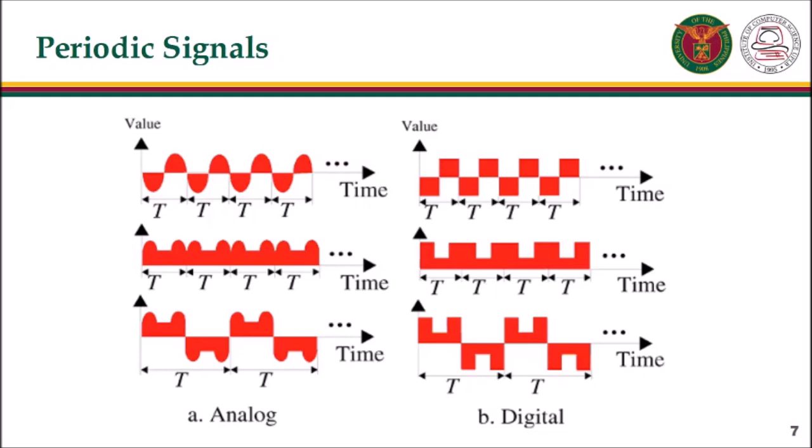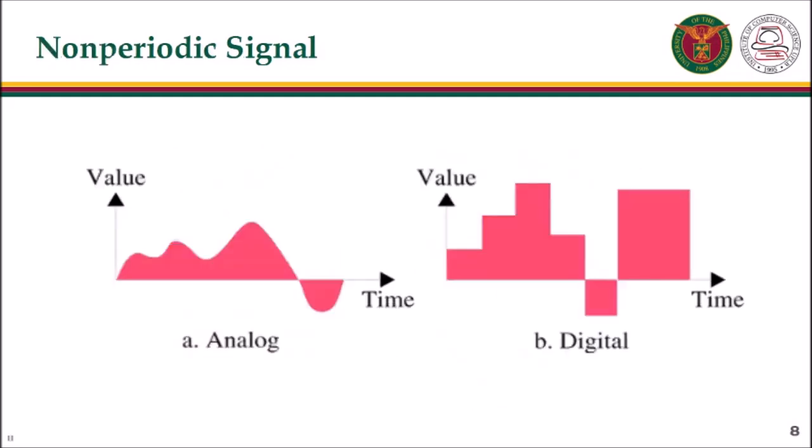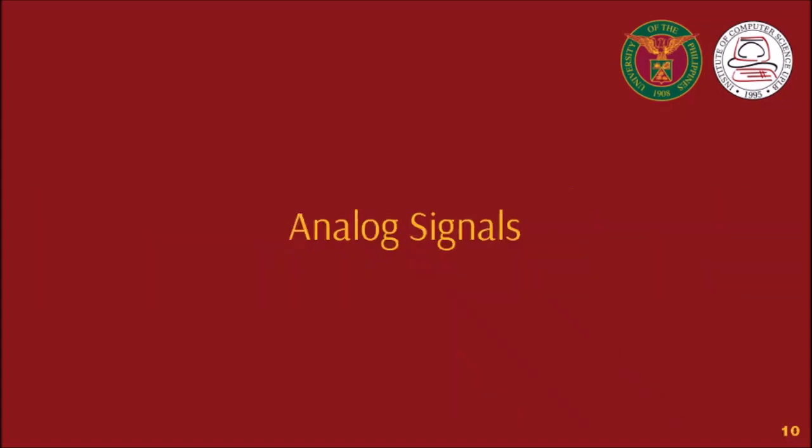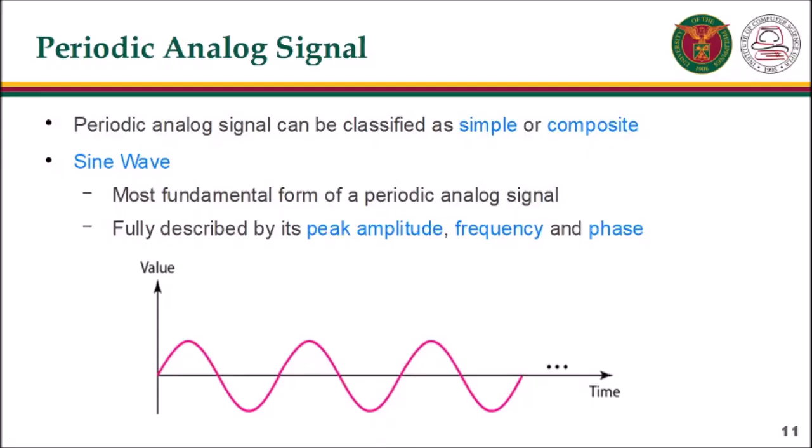Here are examples of periodic signals. Here are examples of non-periodic signals. In data communications, we commonly use periodic analog signals and non-periodic digital signals. Periodic analog signals can be classified as simple or composite.